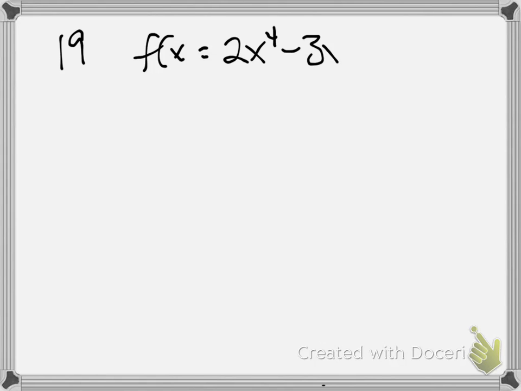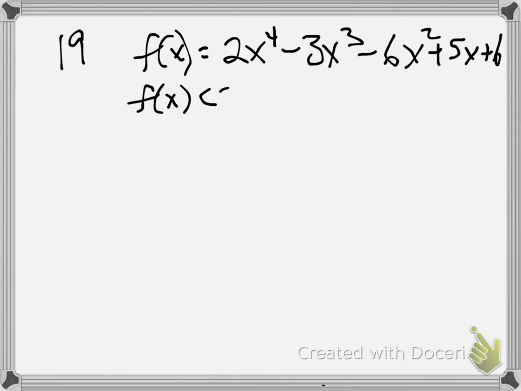So let's look at number 19. Number 19 says f of x is 2x to the fourth minus 3x cubed minus 6x squared plus 5x plus 6. And the question is, when is this less than 0? So the steps are, as always, that we're going to find the zeros of it, and then look at the end behavior, and then figure out between the zeros what's going on, and when this function is less than 0.